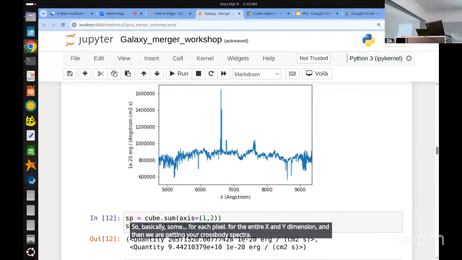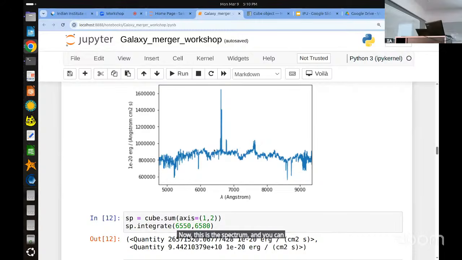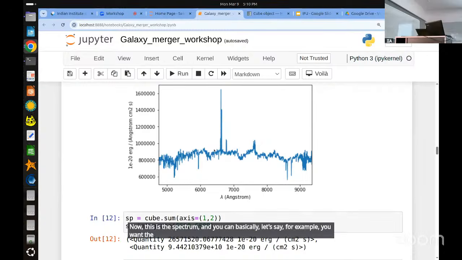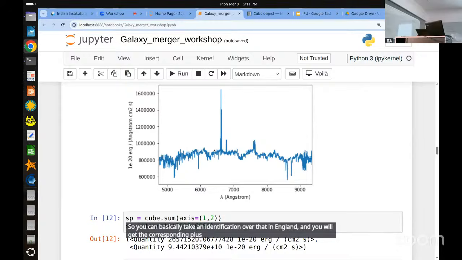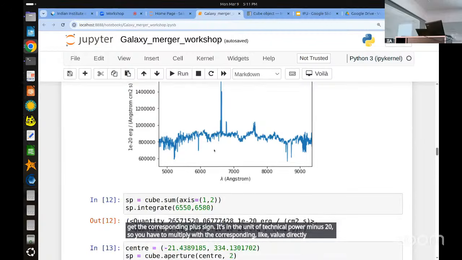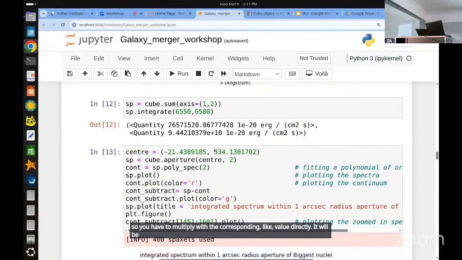Now this is the spectra. Then you can basically, let's say for example, you want the information for this particular emission line. So you can take an integration over that region and you will get the corresponding flux value. It is in units of 10 to the power minus 20. So you have to multiply the corresponding value by the 10 to the power minus 20 factor. So it will be the flux density.